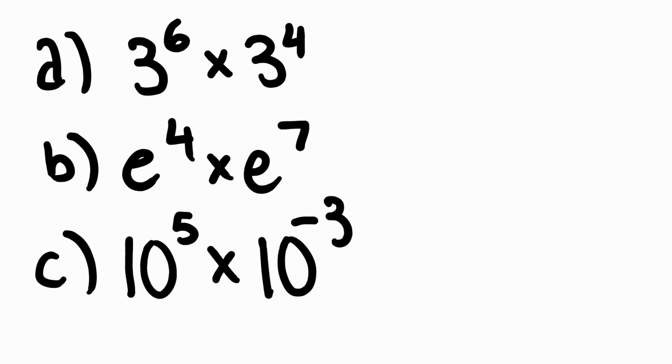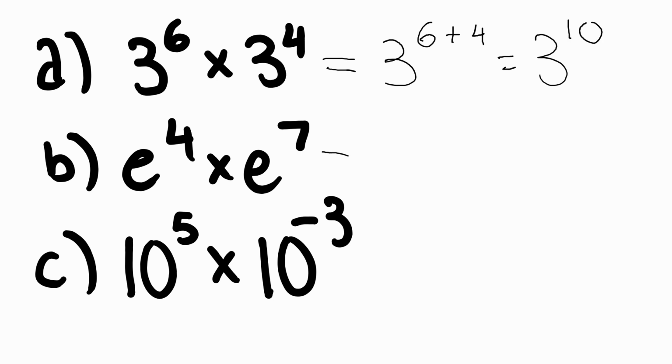Now I want you to do this by yourself. So pause this video and start answering these questions. Okay, so let's do part A. You've got 3 to the power of 6 times by 3 to the power of 4. Well, the bases stay the same, and all we need to do is 6 plus 4. 6 plus 4 is 10, so our answer is 3 to the power of 10.